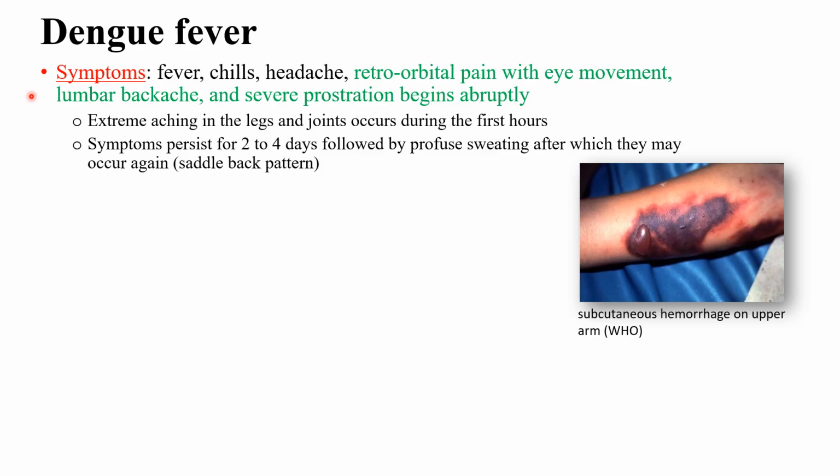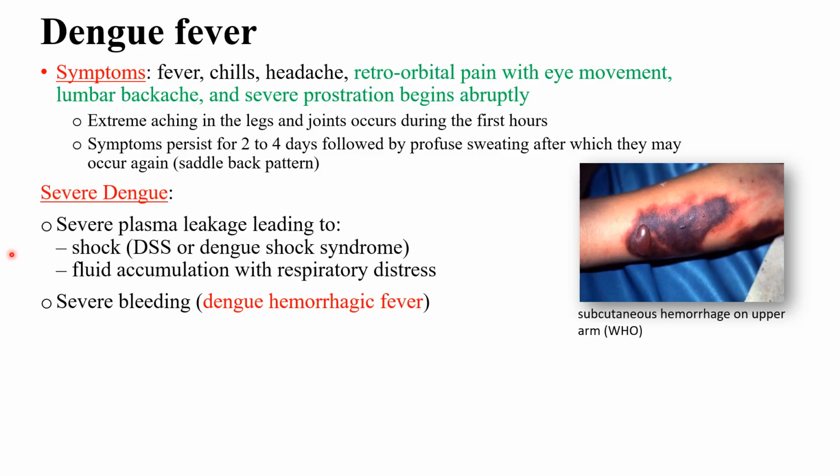And also this characteristic retroorbital pain when moving the eye. It's also known as break-bone fever. So patients have a very severe lumbar backache and the inability to stand up straight or severe prostration, which begins abruptly following onset of symptoms. The illness also has this saddleback pattern, which means that the symptoms oscillate in episodes lasting 2 to 4 days, following which the patient would have profuse sweating, and then these symptoms might occur again.